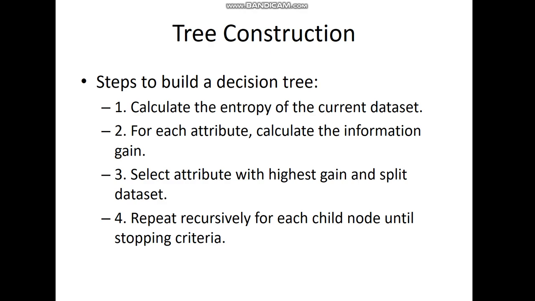Recurse: apply steps 1 to 3 to each child node using the subset of data that reaches that child. Continue until a stopping criterion is met, for example, all instances at a node belong to a single class, or we reach a maximum depth or minimum sample count. By repeating this process, the tree grows downwards, partitioning the dataset into increasingly pure subsets until termination.